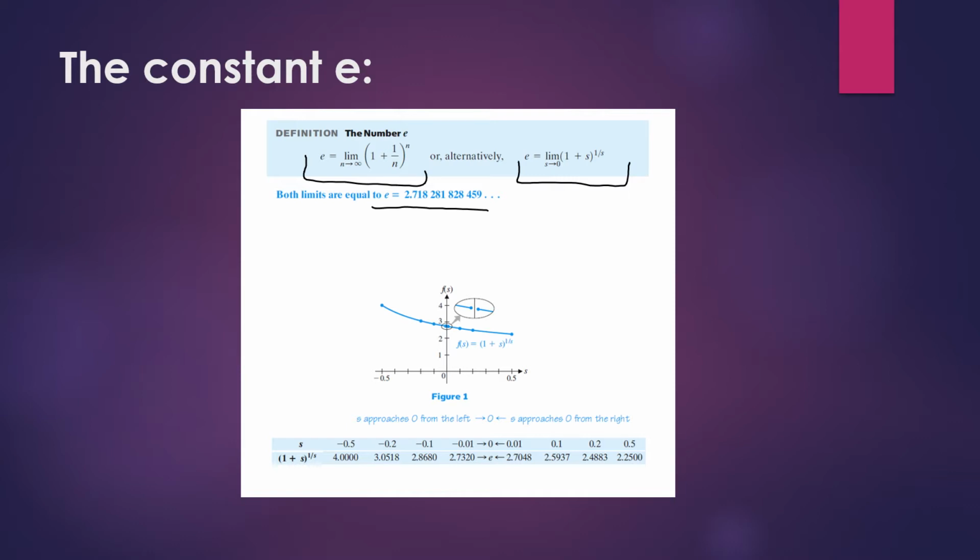Something important to remember is that e is just a number. So if I were to try to take the derivative of e, I would get 0 because it is a constant.